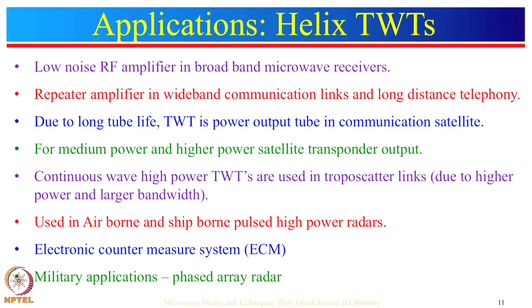And the helix travelling wave tubes can be used in communication satellites also, as in power output tube. These helix travelling wave tubes can also be used for medium power or high power satellite transponder outputs, and because of their higher powers and large bandwidth, they can also be used in troposcatter links.